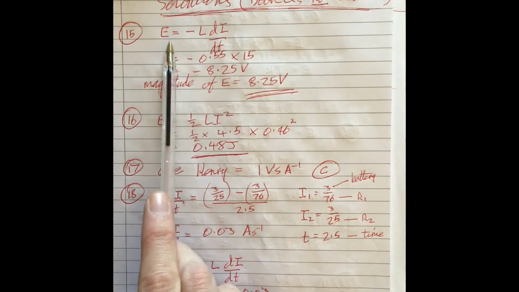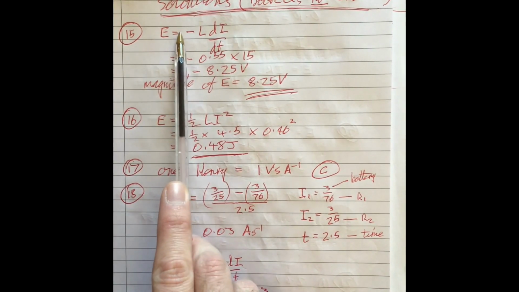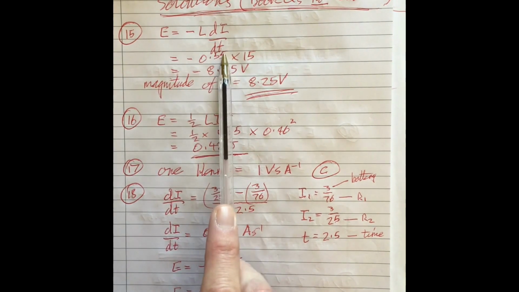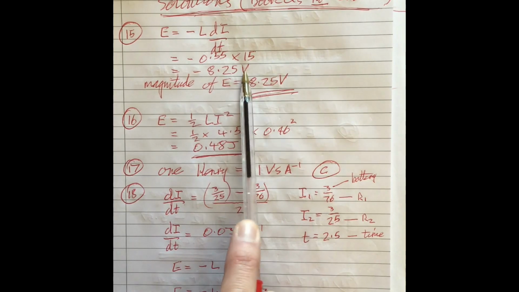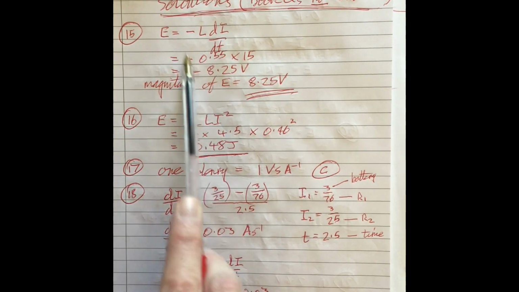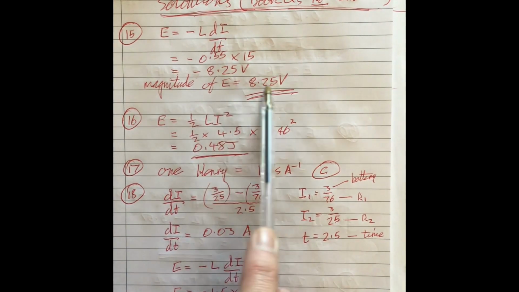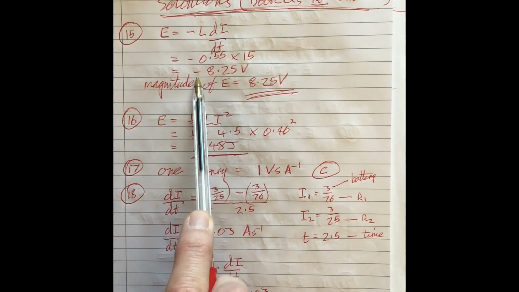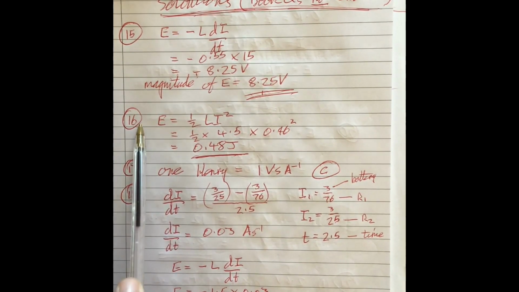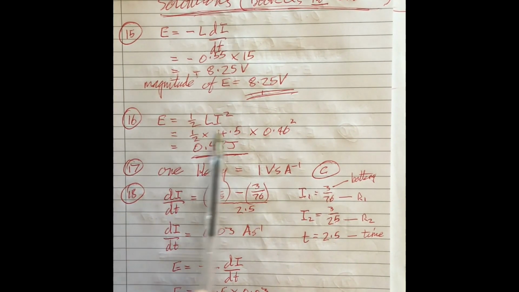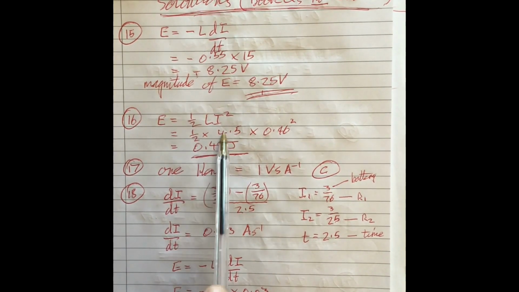In the first question, question 15, we're asked for the EMF, so that's minus L di by dt. Pop in the values from the question and we get negative 8.25 volts. The negative indicates that this is a back EMF. The question, however, asked only for the magnitude, which is why the question says don't include the negative sign in your answer: 8.25 volts.